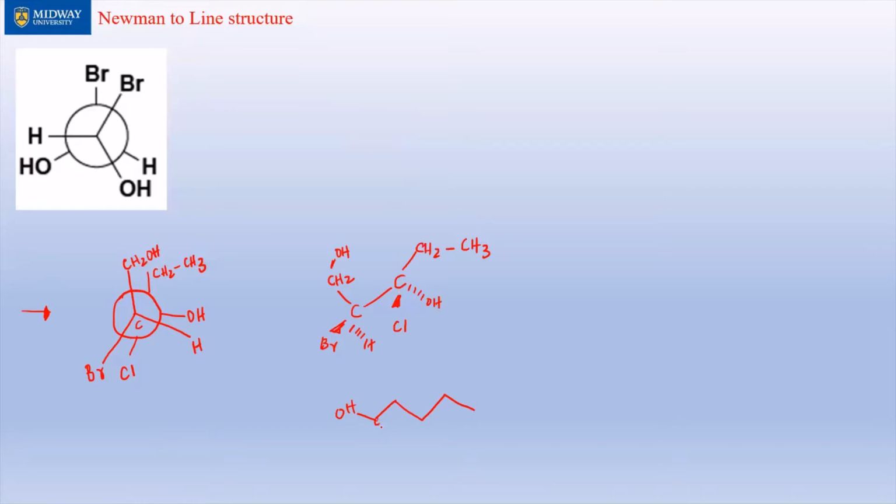CH2 attached to OH. This is the Br and H. You can just draw it above or below, it doesn't matter. Just don't switch the positions. Again, Cl and OH, and CH2CH3. Here we go. This is the same as this.